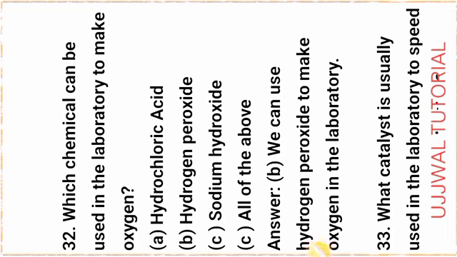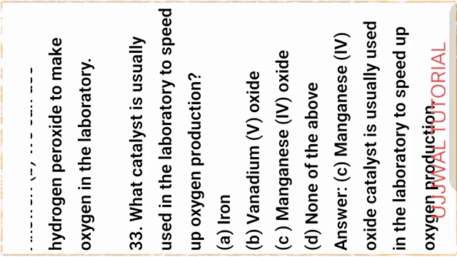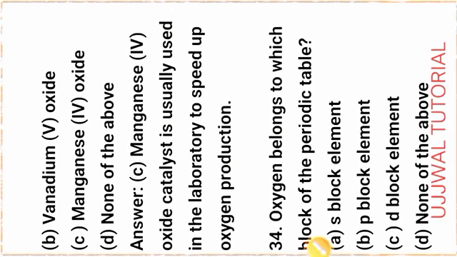Next, question number 33. What catalyst is usually used in the laboratory to speed up oxygen production? Option C, manganese dioxide. To explain this part, the manganese dioxide catalyst is usually used in the laboratory to speed up oxygen production.